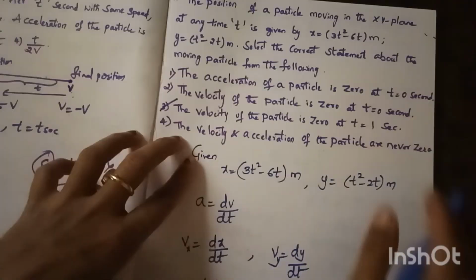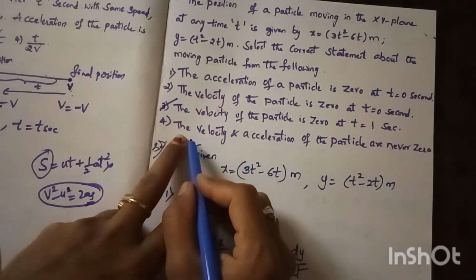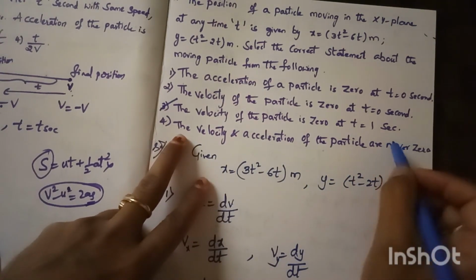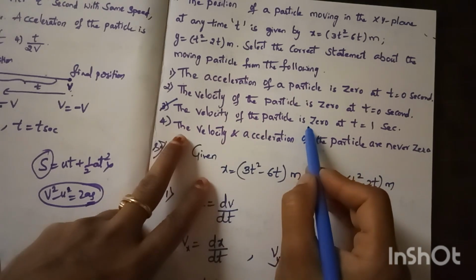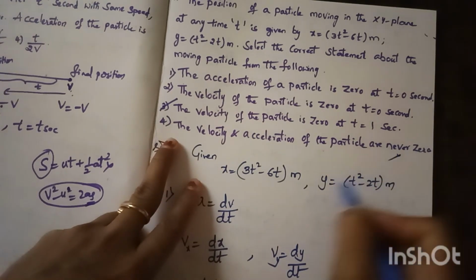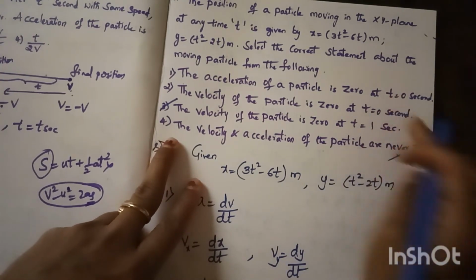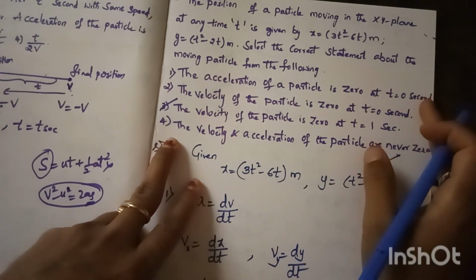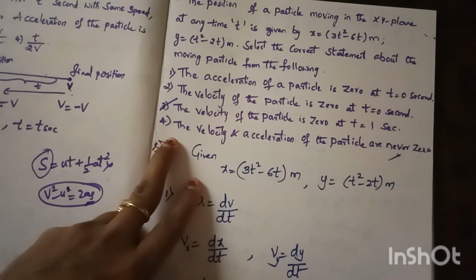If you check the fourth option, it says the velocity and acceleration of the particle are never zero. But in option 3, the velocity became 0. They said velocity and acceleration of the particle are never 0, so this is also a wrong option. As we got the third option, there is no need to find the first option. But if you have any doubt, you can solve that, so now I am going to solve that and show you.